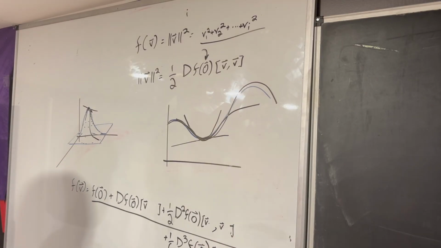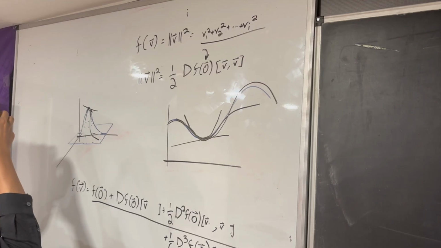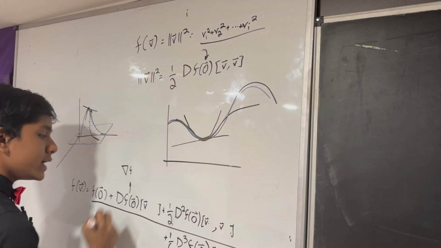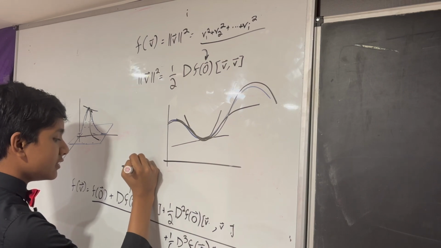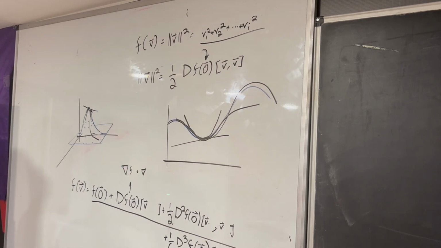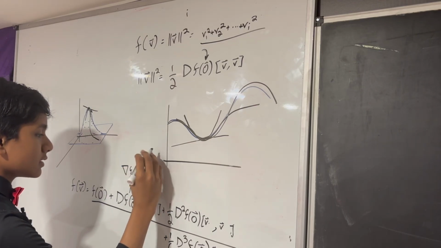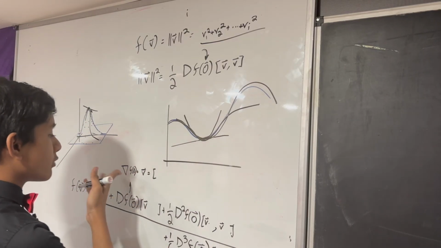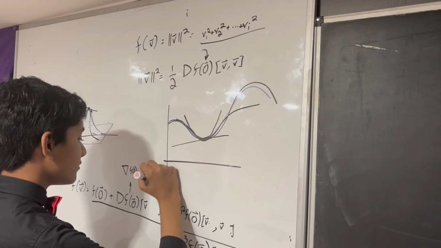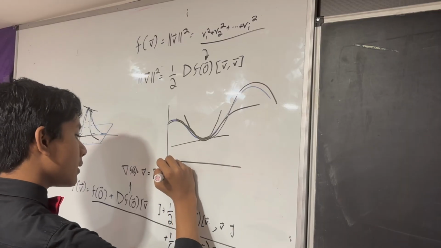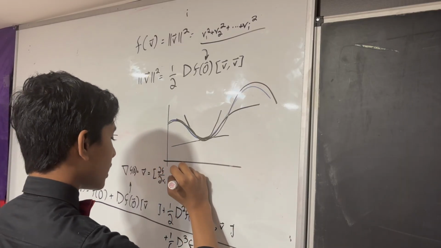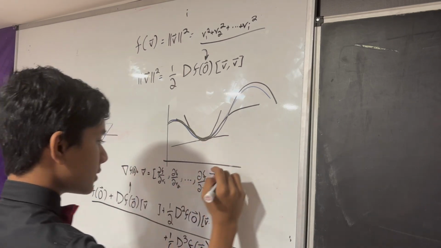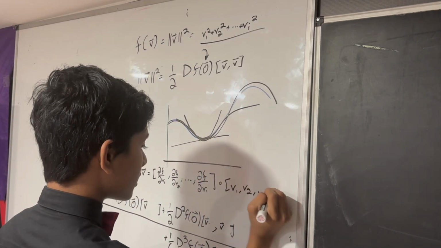Okay, and now that that's done, what is this vector going to look like? Well, this is just the gradient of f dot v. So that should make enough sense. So in this case, it's going to be the gradient of f at 0 dot v. So the gradient of f is just going to be partial f partial v1, partial f partial v2, dot dot dot, partial f partial vi, dot v1, v2, dot dot dot, vi.